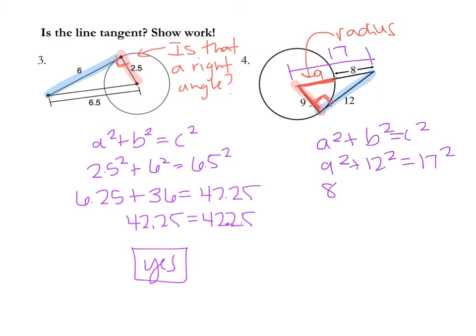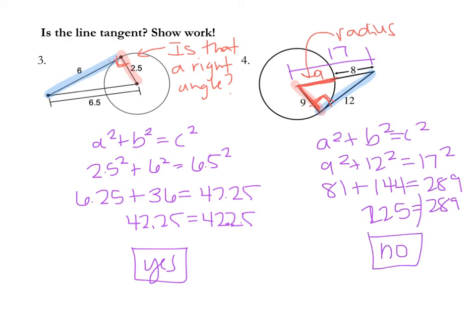And then we're going to see if this works out. This is 81 plus 144 equals 289. We get 225 equals 289. That is not equal, so the answer for this one is no, this is not a tangent line.